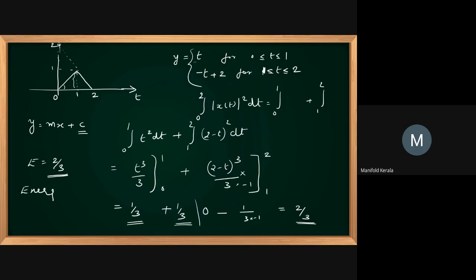So the energy for this particular signal is equal to 2 by 3 and it is an energy signal. Why is it an energy signal? Because it has a finite energy, correct? If the energy tends to infinity, you cannot say it is an energy signal. But here energy is finite, so it is an energy signal.